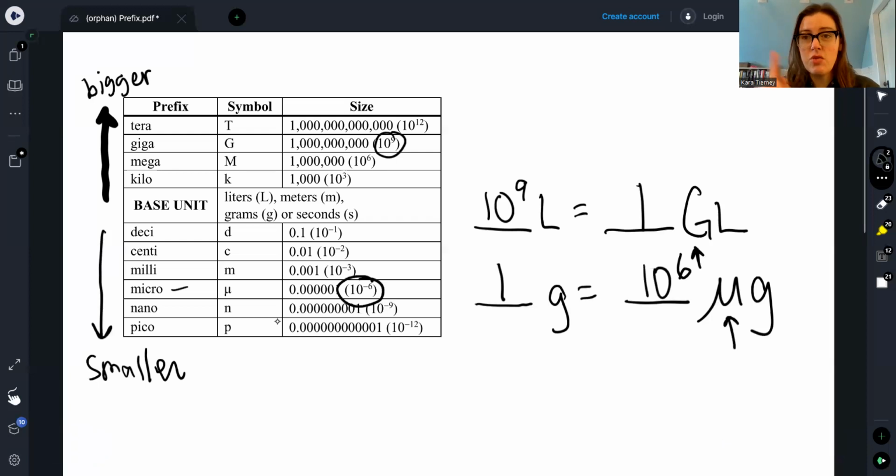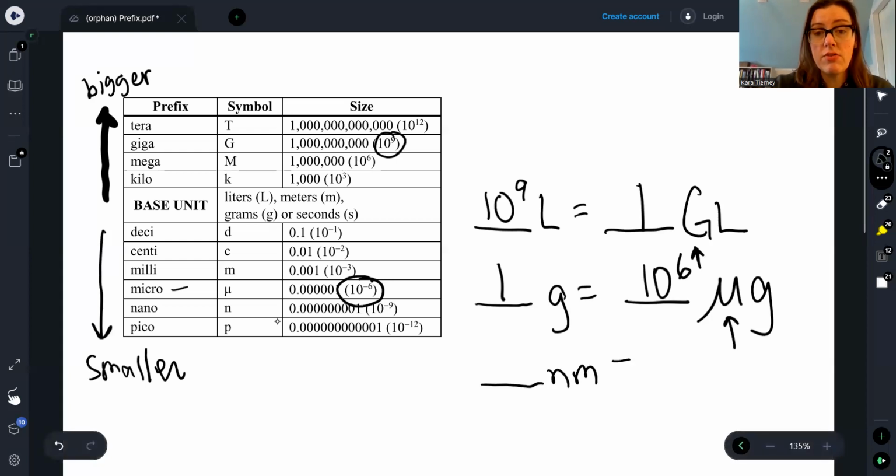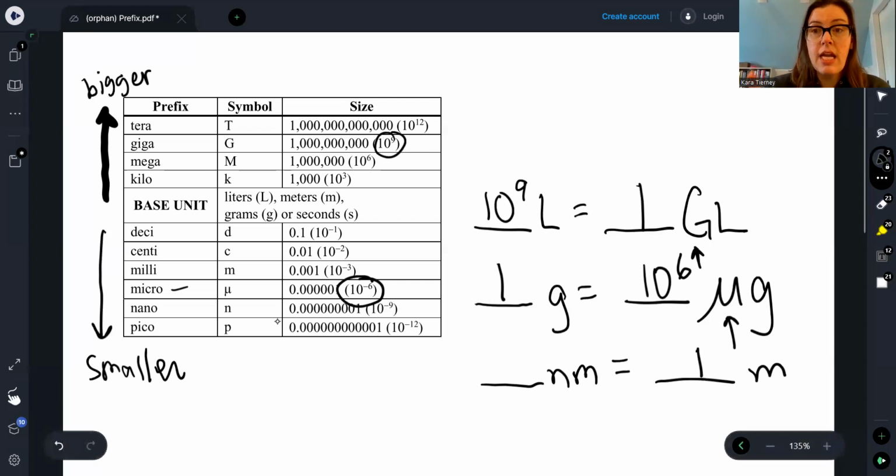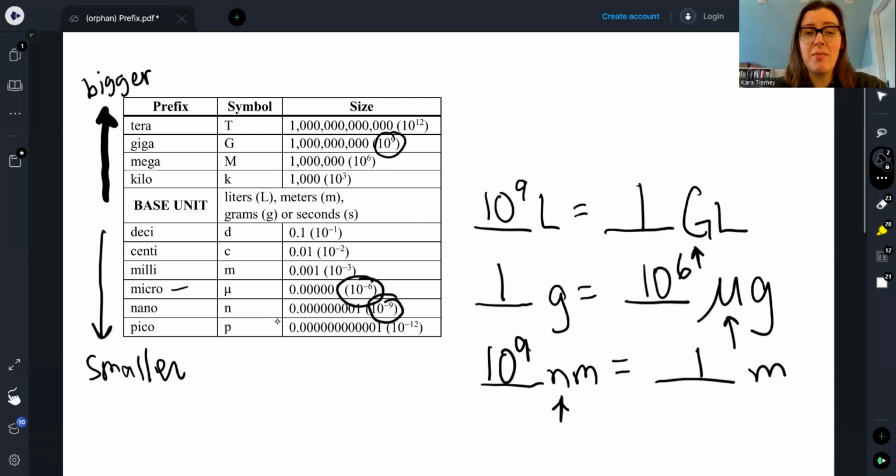Okay? Let's do one more with a negative. So let's say I want to relate nanometers to meters. First thing I do, I find the bigger unit. So that's going to be the one that's higher up on the chart. That's the meter. That gets the 1. Now we find our prefix, nano. We look for the power of 10, 10 to the negative 9th. If it's negative, we make it positive. And hopefully that clarifies some of the questions that you had about this topic.